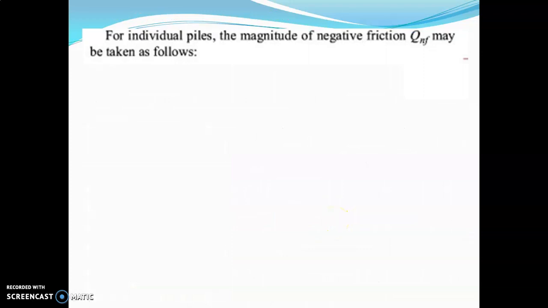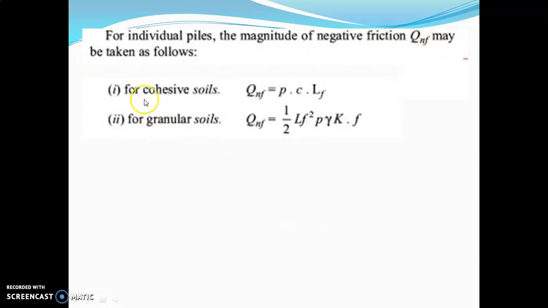For individual piles, the magnitude of negative friction Qnf may be taken as this formula. For cohesive soil, Qnf is equal to P into C into Lf. This is for individual piles. For granular soils, Qnf is equal to half into Lf square into P into gamma into K into f.